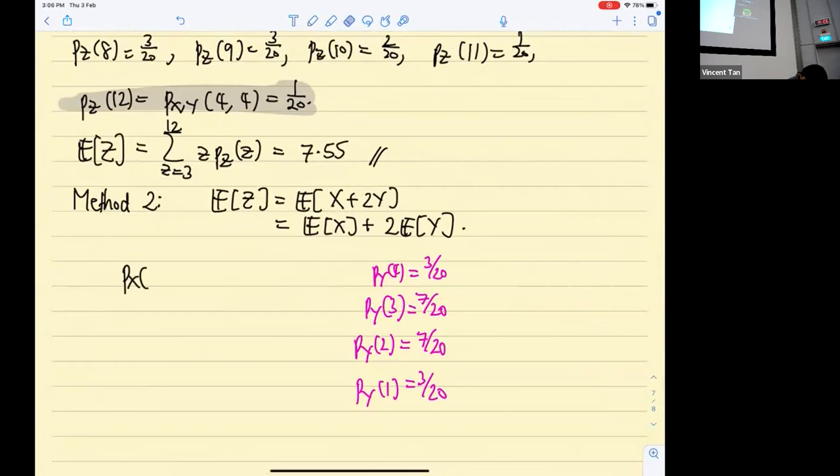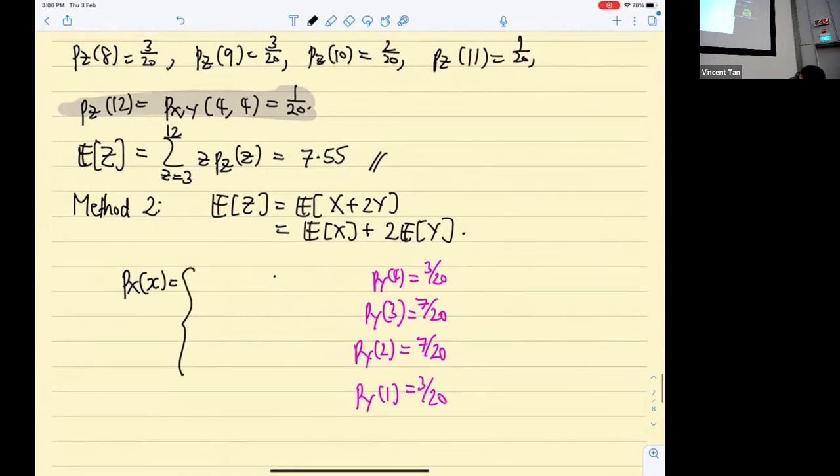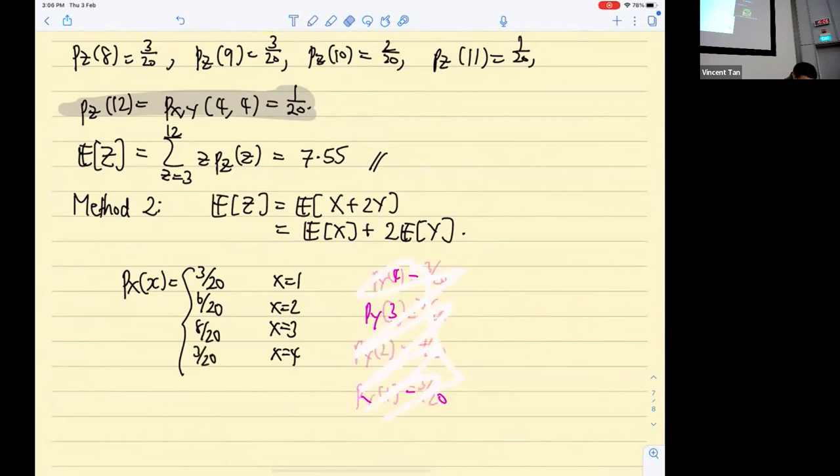of X is nothing but, maybe I should rewrite this. Yeah, I shouldn't be so lazy. X is given by here, X equals 1, X equals 2, X equals 3, and X equals 4. Actually, we've already computed this, so I'm not going to belabor the point here. And these numbers you can get from above. 3 over 20. And I will do the Y again. I will make this a little bit neater.